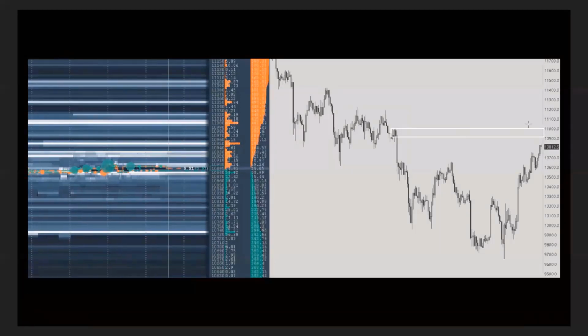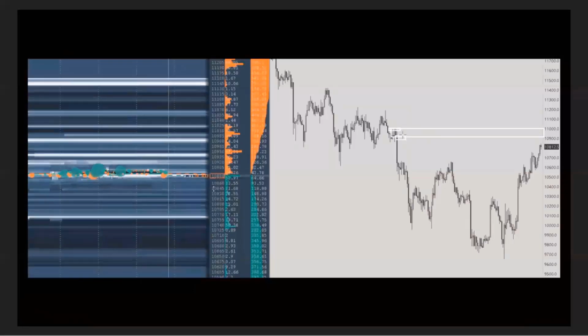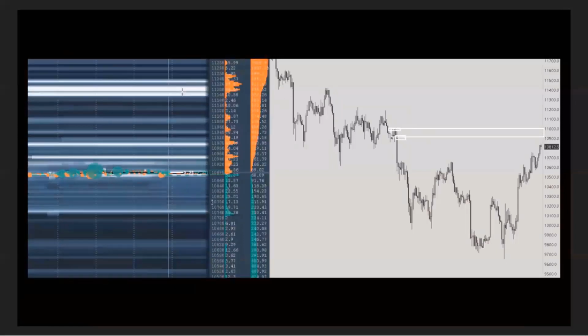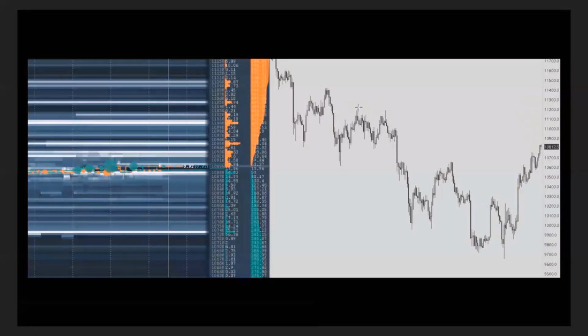You've got some up at 11,000, that's the very top of the structure. So you've got some at this untested level here and at the top of that structure. And then if I zoom out, you can see that the bulk of the liquidity is sitting up at 11,200 to 11,260. That's this level here, the extreme of this FTR.